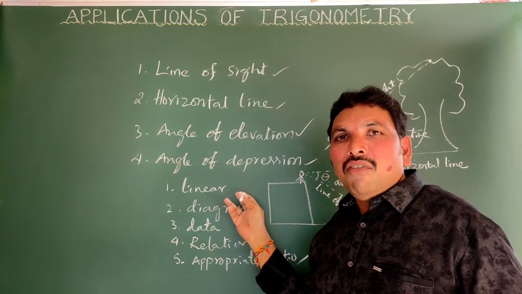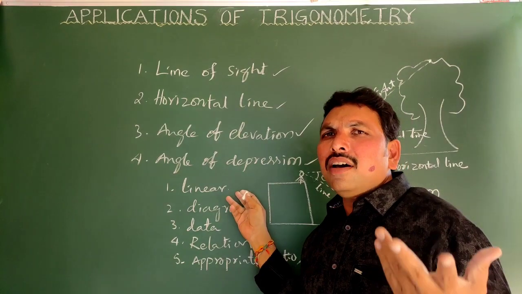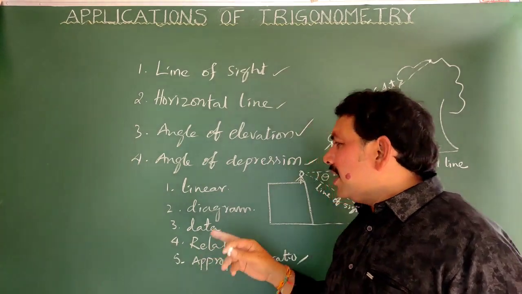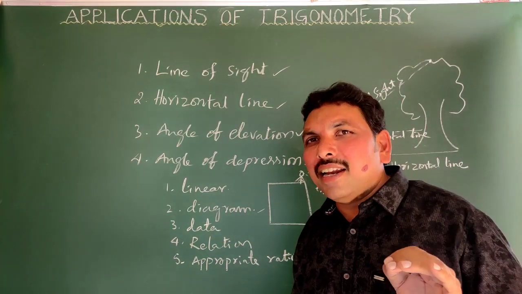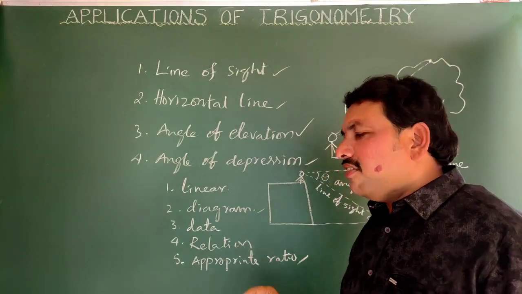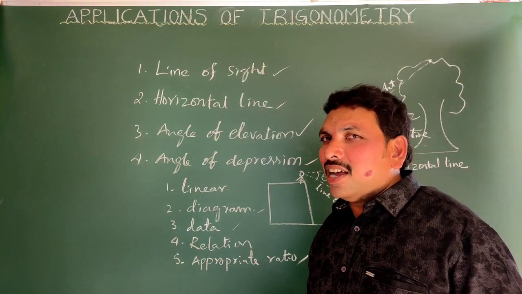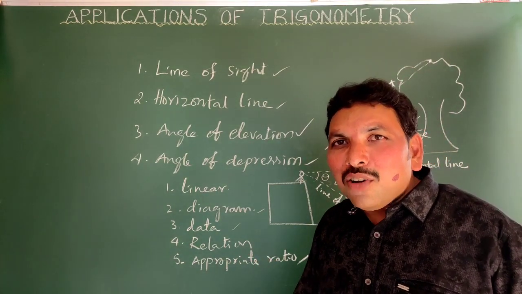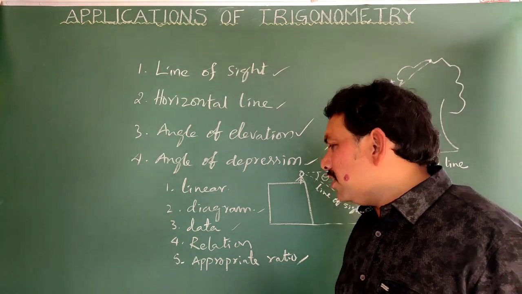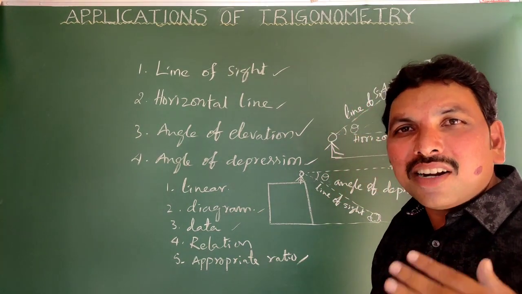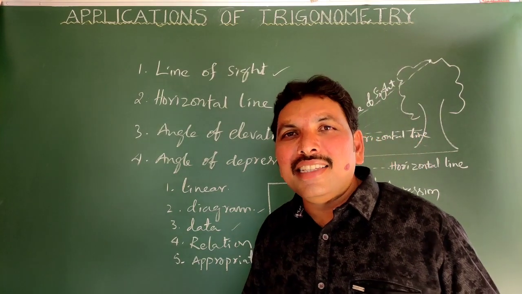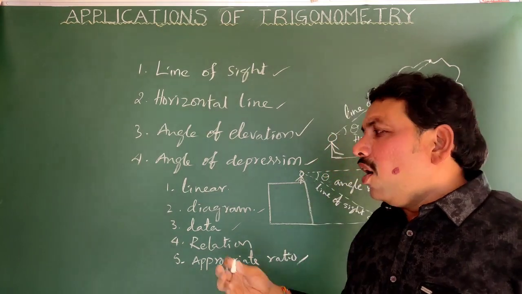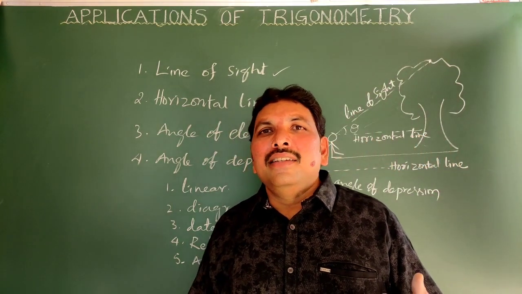What is the first one? Whatever is given, the tower, poles, everything, we should take as linear for mathematical convenience. Second one is draw the neat diagram of a right angle triangle. Third one is represent the data on the right angle triangle. Next, find the relation between known and unknown values. Finally, we use the appropriate trigonometric ratio and you can easily solve the problem. Understood? On this, I'll say two examples.